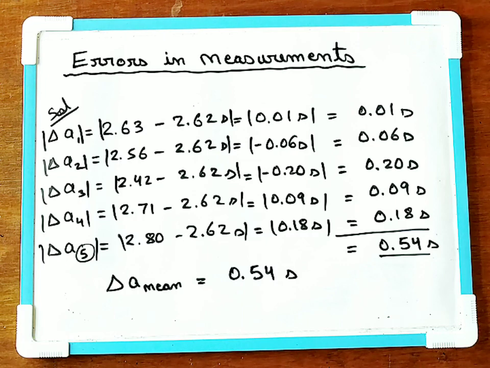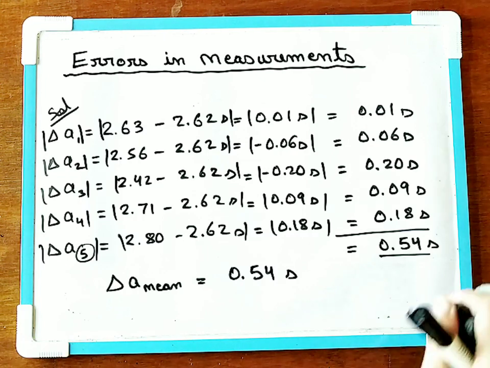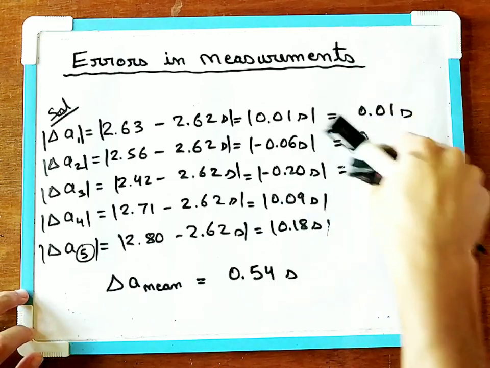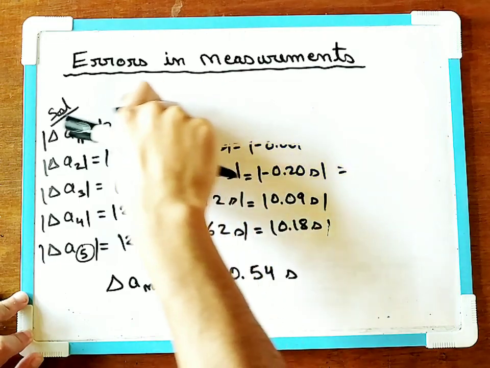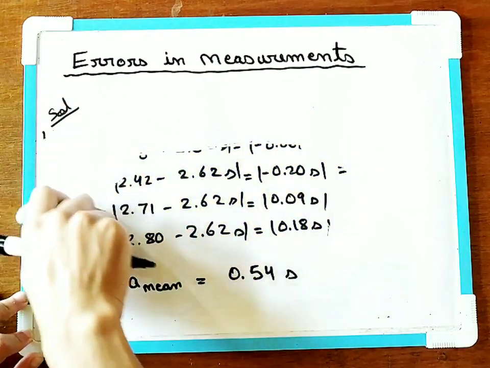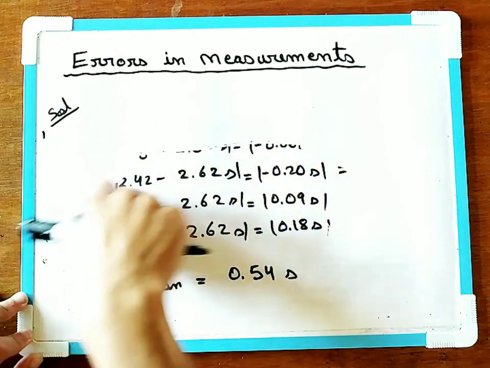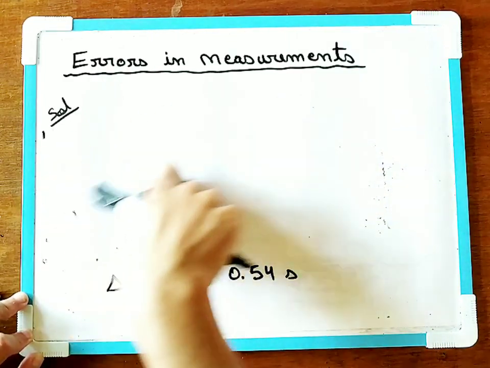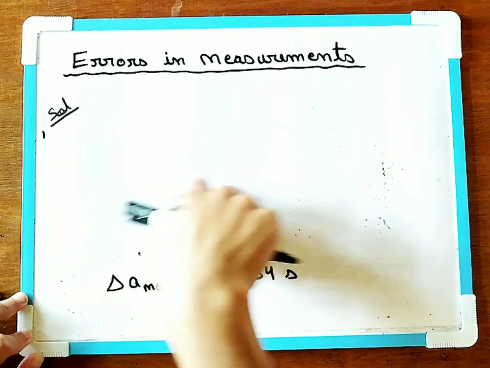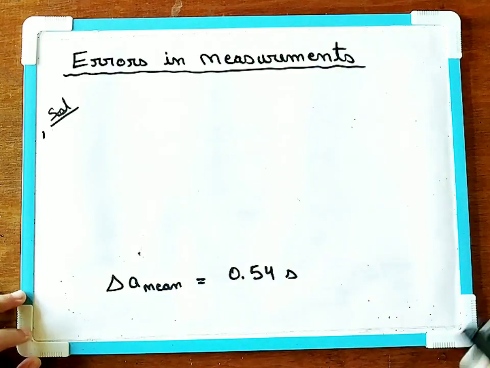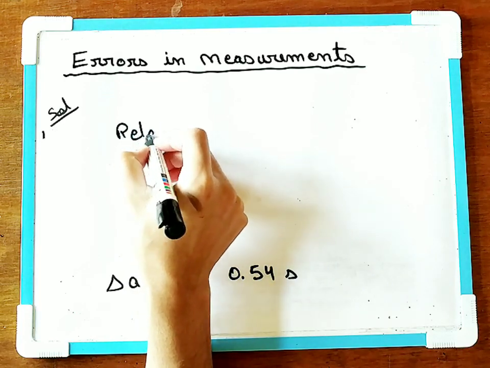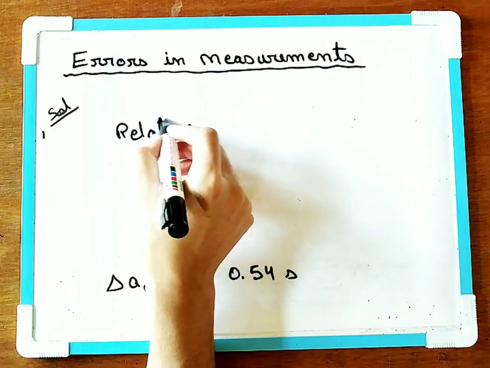Next, we can find out the relative error. How to find the relative error? We have given you the formula of relative error. What you do is you divide this delta A mean by the true value, which is 2.62. So we've got the mean absolute error. Now find the relative error.